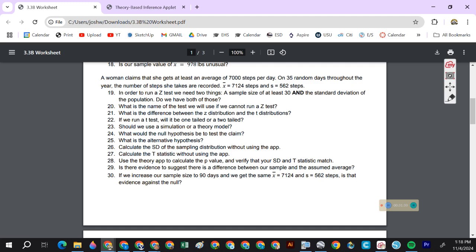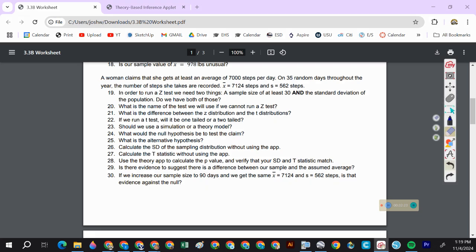a woman claims that she gets at least an average of 7,000 steps per day. On 35 random days throughout the year, the number of steps she takes are recorded as an average of 7,124. And the standard deviation of her sample is 562. So in order to run a z-test, we need two things. We need to have at least 30 items in our sample. Do we have that? Yes. And we need to know the standard deviation of the population. Do we know that? No, we don't.